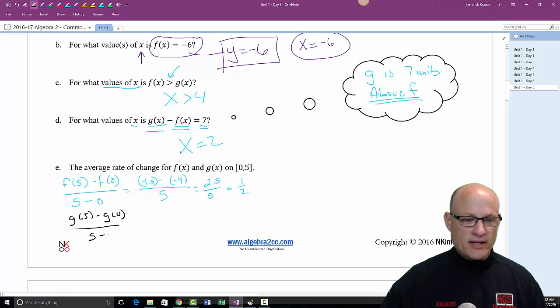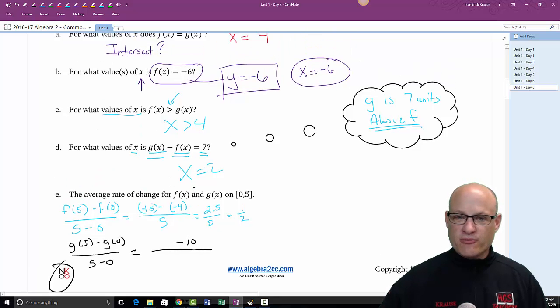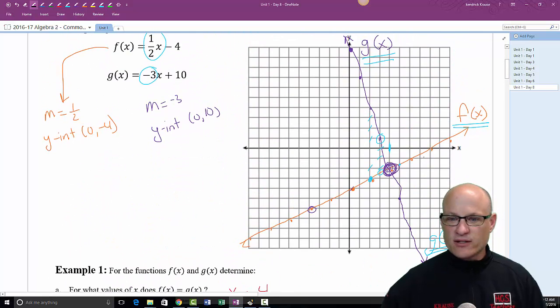all over 5 minus 0. By the way, how you like that logo? It's pretty cool, huh? Well, g of 0 is pretty easy. That was 10. I don't know g of 5. Let's see, g of 5.